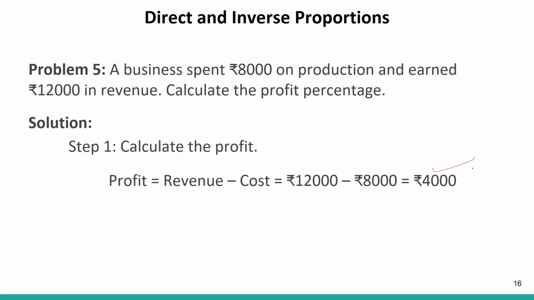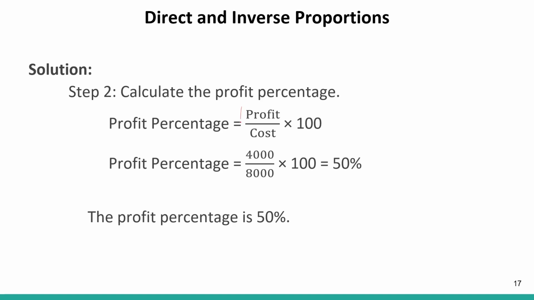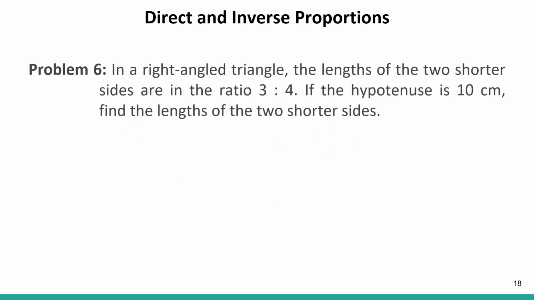Okay. So the profit is 4000. So profit by cost into 100 is equal to profit percentage. So profit percentage will be 4000 by 8000 into 100%. That is 50%. So the profit percentage will be 50%. So 50% will be the correct answer. Okay. So let's see problem number 6.